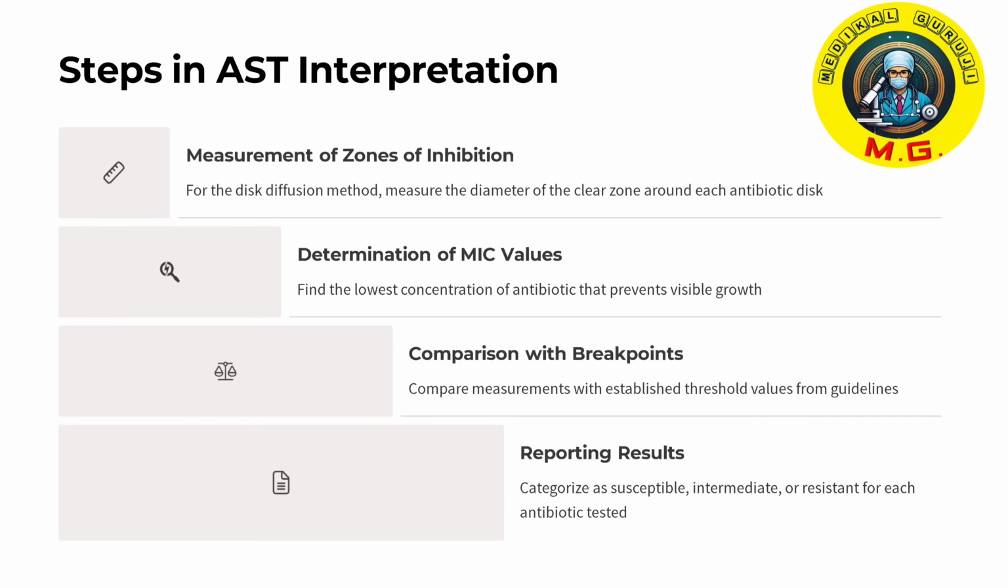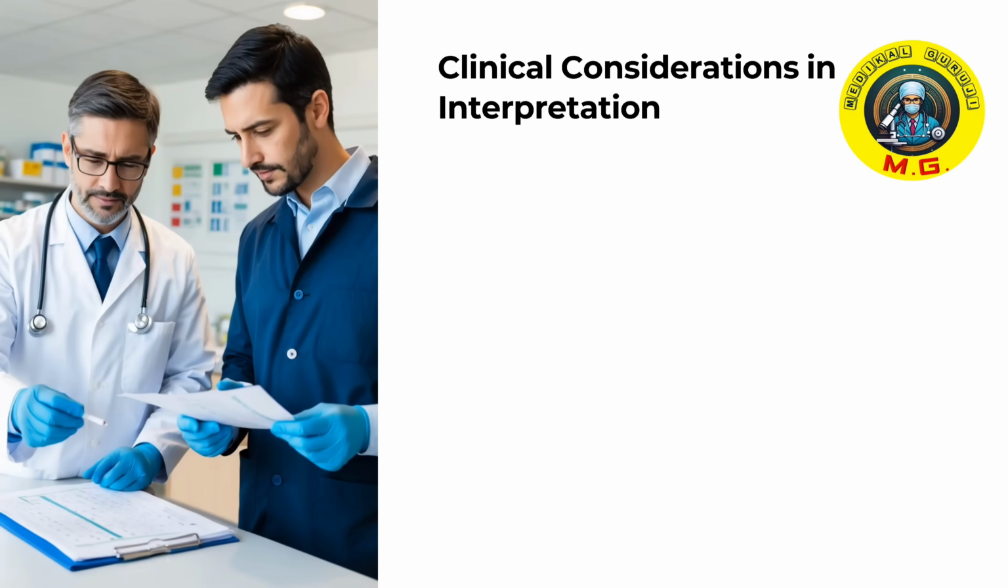The results are reported in standardized format indicating susceptibility categories, that is susceptible, intermediate, resistant for each antibiotic tested. Some laboratory may also provide the actual zone diameter or MIC value along with the interpretation result. And last is the clinical consideration.